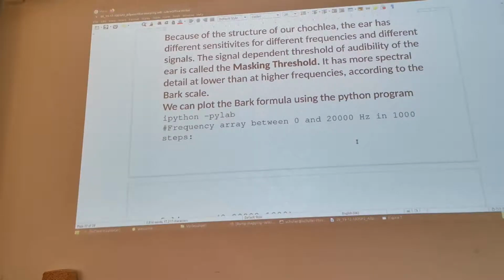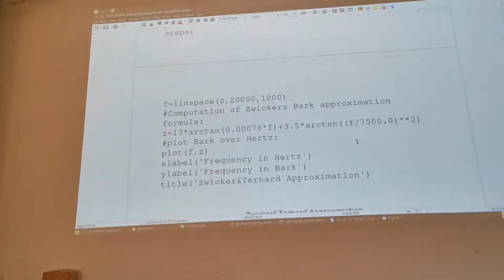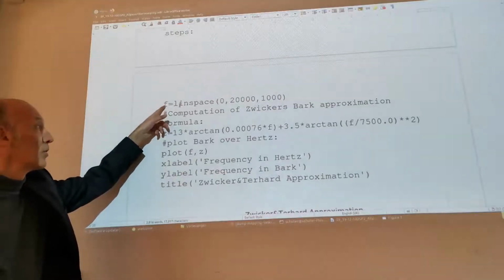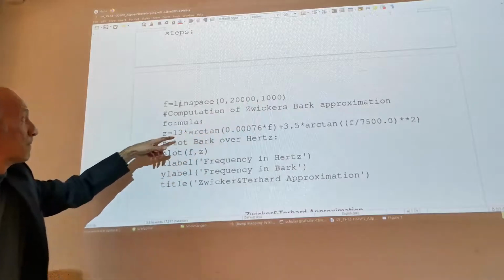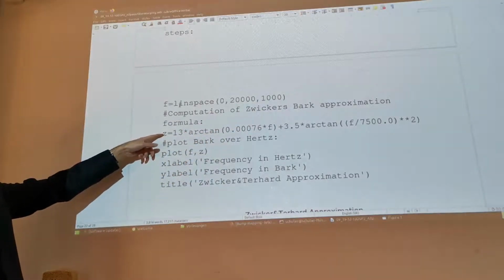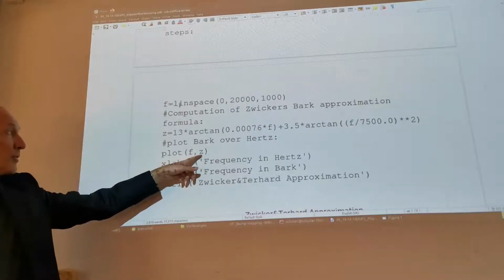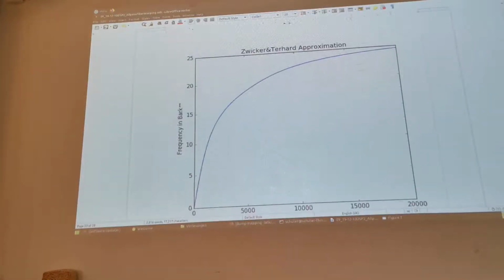And we can plot the Bark formula using the Python program which comes up here. So here I'm making my frequency, now non-normalized, because this is really connected with physics. It's what's happening in the ear. So this is now in hertz, going from 0 to 20,000 in 1,000 steps. And here's my formula, the formula that we just saw. And then I plot it. x is the frequency axis, z is the Bark scale, according to the Zwicker approximation. So here's then the result.